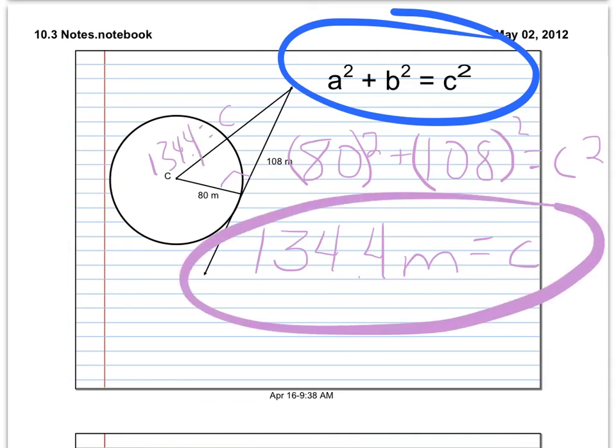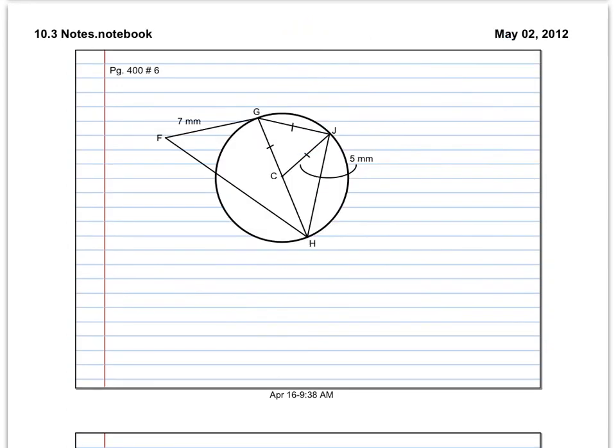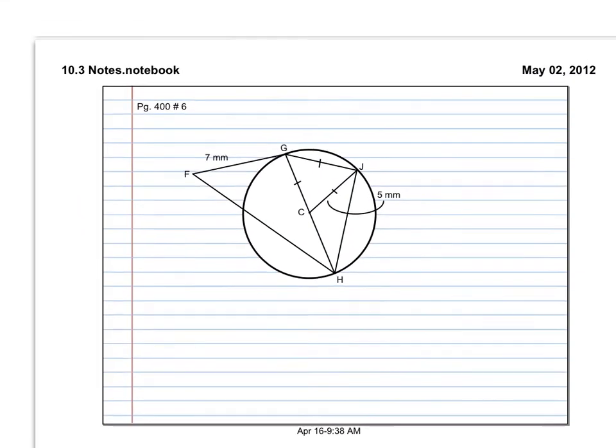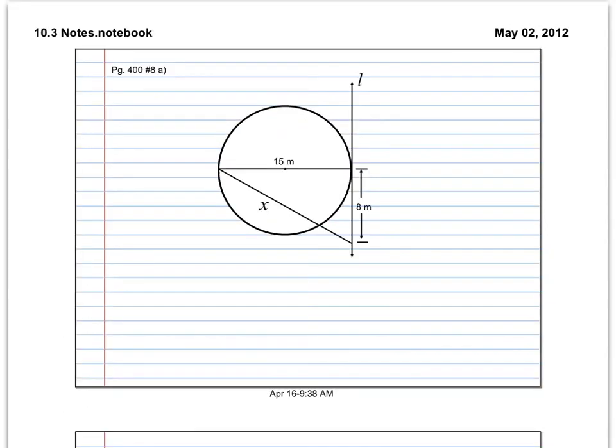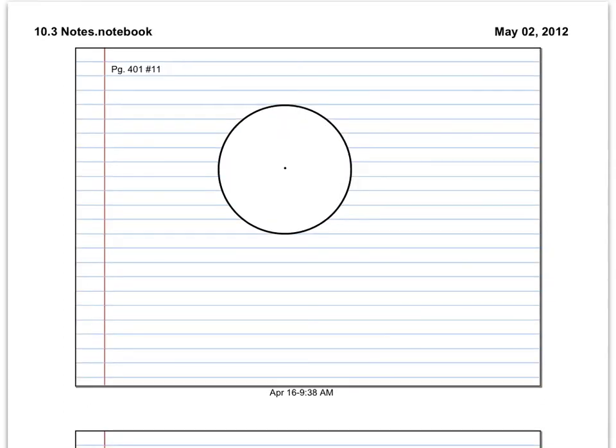134.4. The rest of the handout is again your diagrams are given throughout. So just work through these questions on page 400 and 401. If you have questions, please track me down or email me, and good luck.